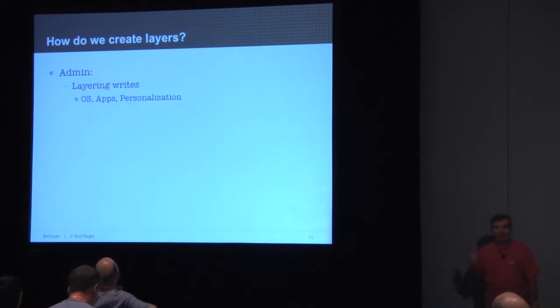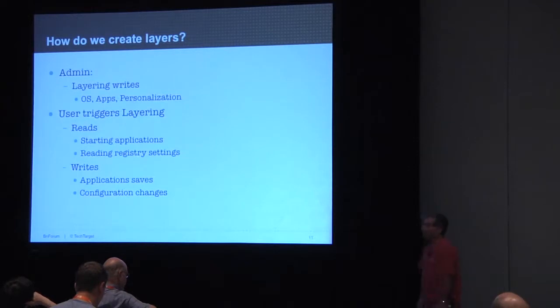Let's break it down into two pieces. You have an admin who wants to create the original layer, so he filters and separates his base image into pieces: OS, apps, personalization layers. And then users, when they're running their desktop, are unbeknownst to them triggering this layering. They're reconstituting the desktop as it gets brought up and they start doing their work.